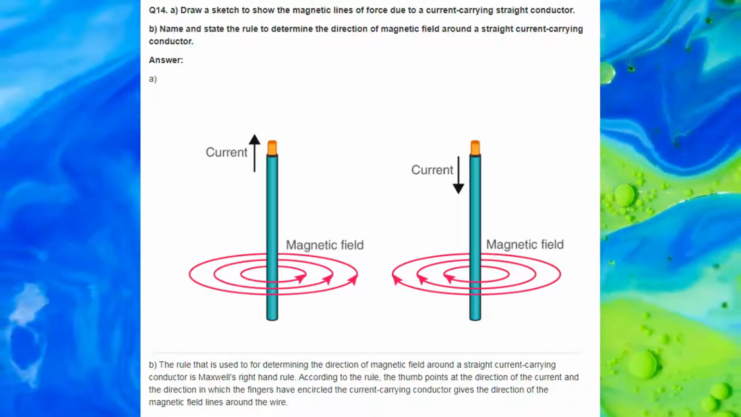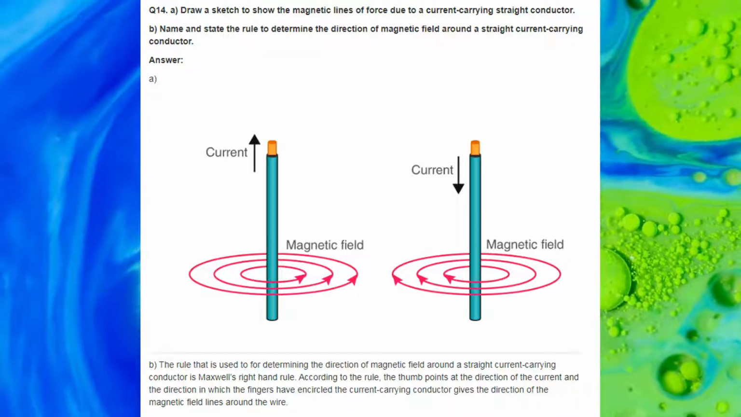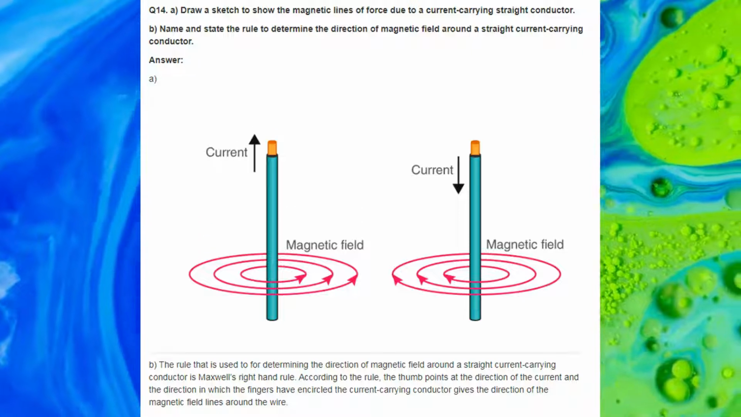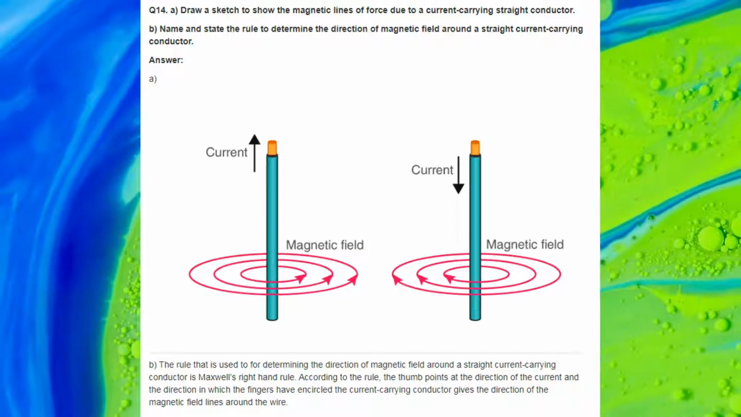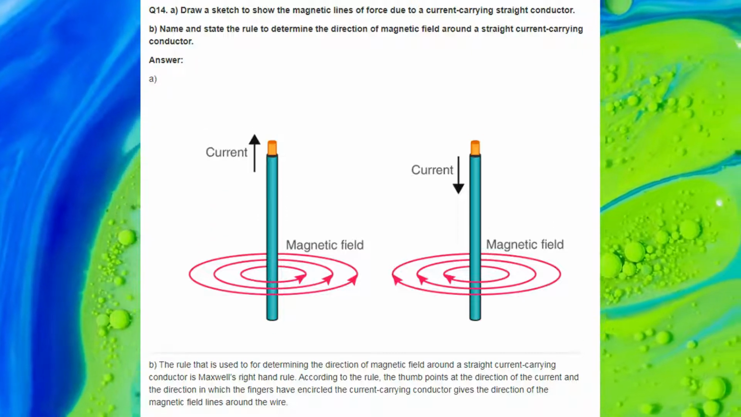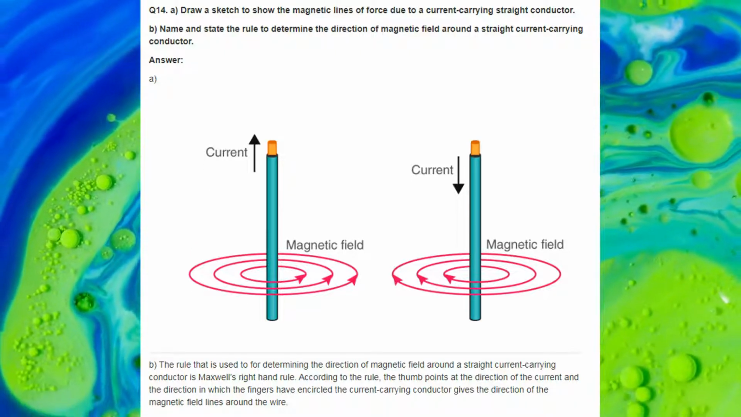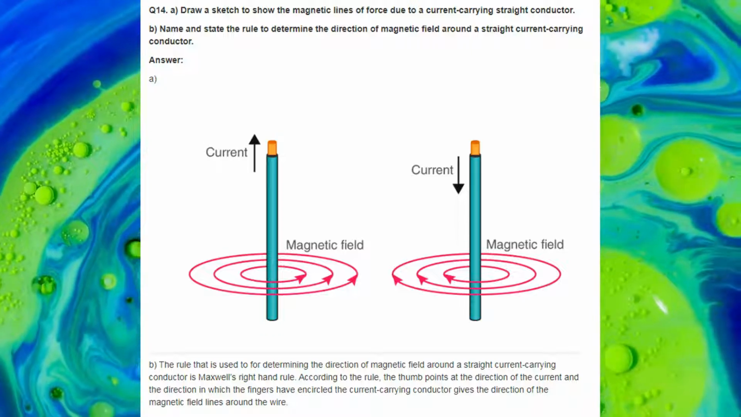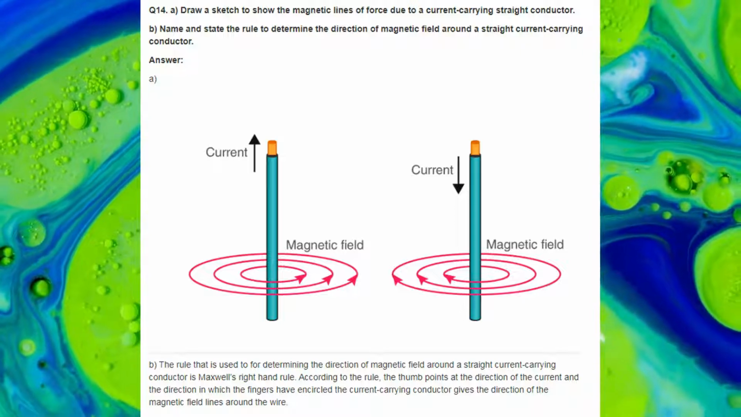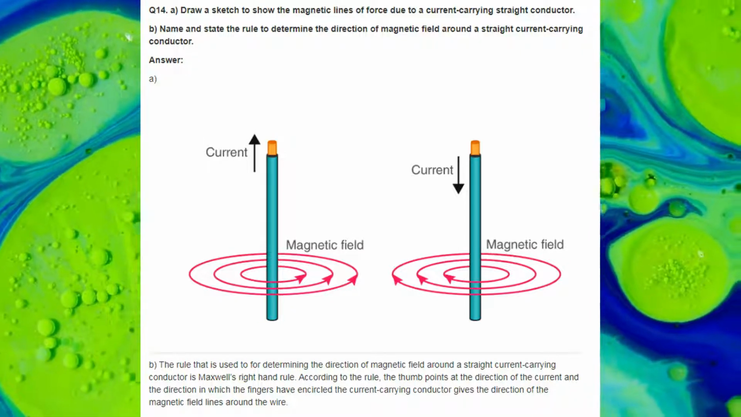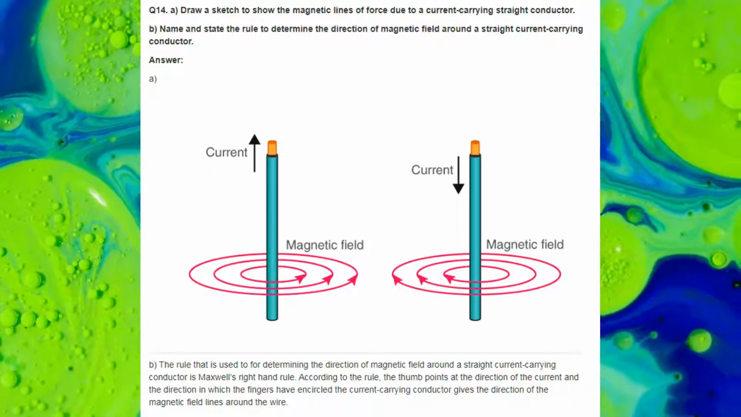A. Draw a sketch to show the magnetic lines of force due to a current-carrying straight conductor. B. Name and state the rule to determine the direction of magnetic field around a straight current-carrying conductor. Answer: A. Lakhmir Singh Solutions, Class 10 Physics, Chapter 2, Magnetic Effects of Electric Current. The rule that is used for determining the direction of magnetic field around a straight current-carrying conductor is Maxwell's right-hand rule. According to the rule, the thumb points in the direction of the current and the direction in which the fingers encircle the current-carrying conductor gives the direction of the magnetic field lines around the wire.